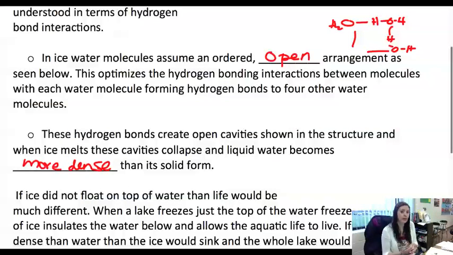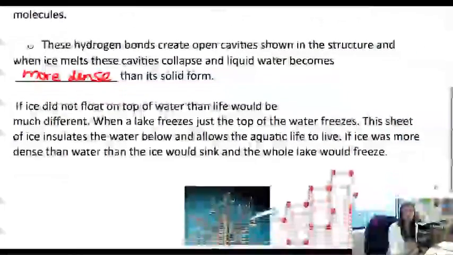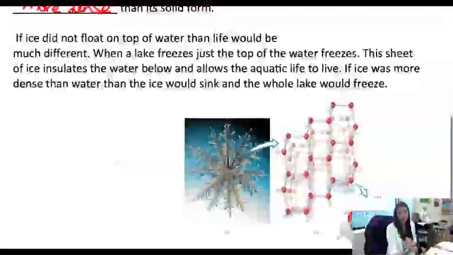So you're going to have more particles in that same volume. Well, not that way for ice because of the hydrogen bonds that it creates and the open cavities of air that you actually have in water. You have to think about if ice did not float on top of water, then life would be much different.